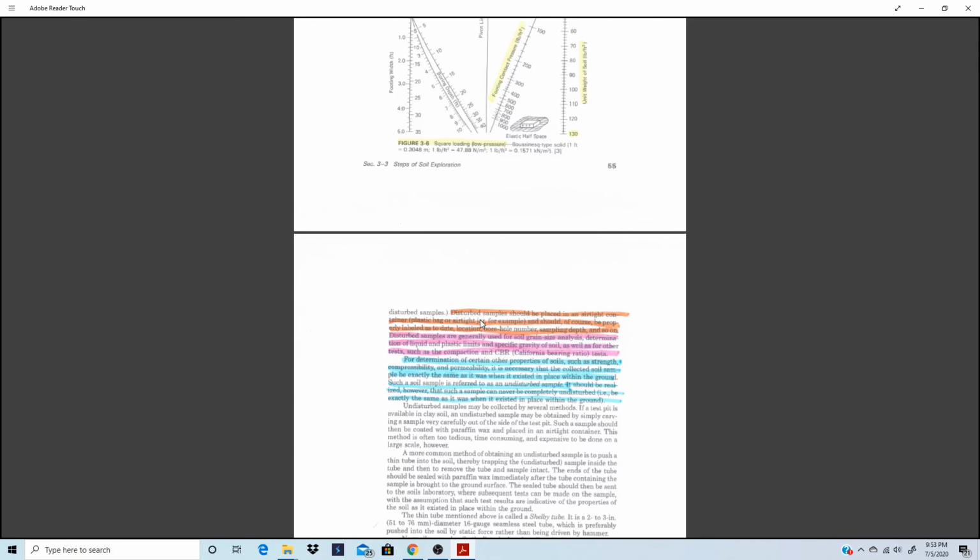And then to determine other properties such as strength, compressibility, and permeability, it's necessary that the collected sample be exactly the same as when it existed in place, or what they call in situ, within the ground. Such a soil sample is referred to as undisturbed. It should be realized, however, that such a sample can never be completely undisturbed, because it can never be exactly the same as it was when it existed in place in the ground.